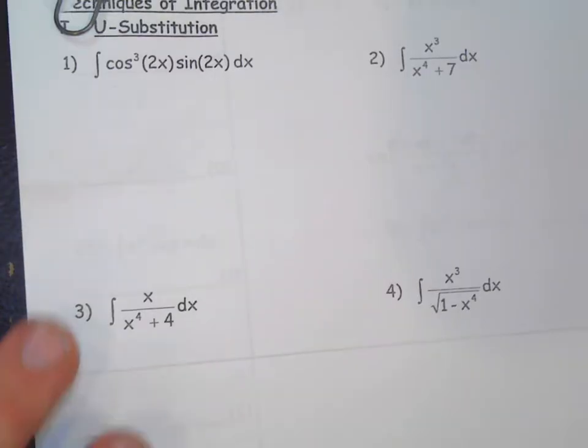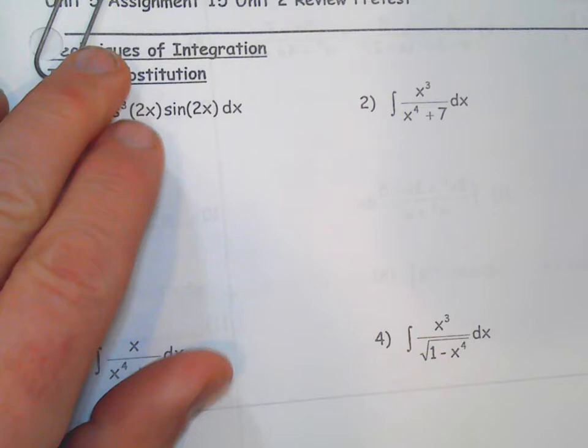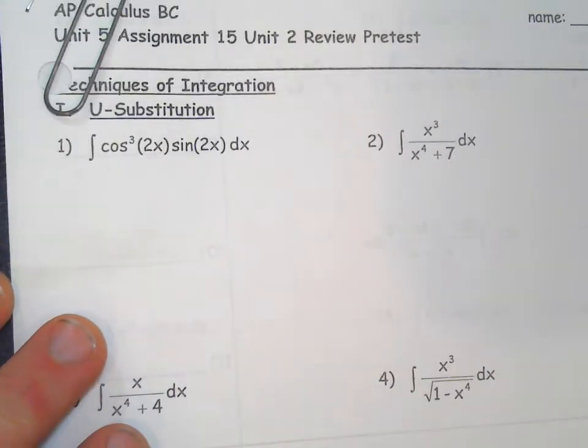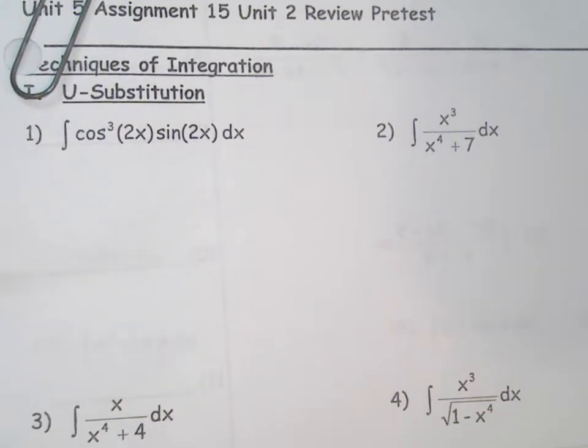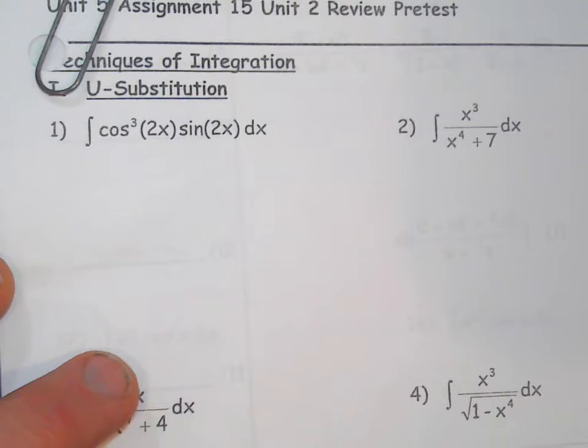AP Calculus BC, Unit 5, Day 15, Office Hours Pretest says to get ready for the upcoming test. Probably going to split this video into two parts and do the related rates separately, depending on how time goes.